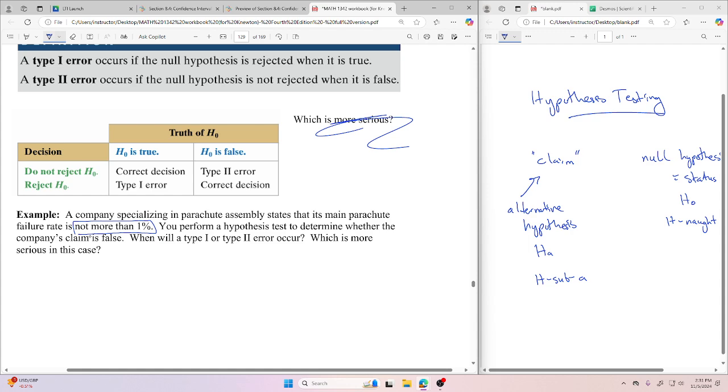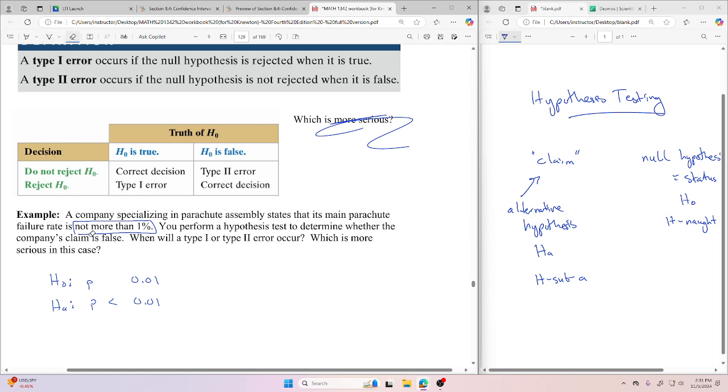And so let's start setting this thing up. I need to make a claim about this because they're saying something and we need to go against them. They're saying not more than 1%, and I'm thinking it's false. So what would I put here? I know it's a P, and I know this is a 1%. So what would you put here for the alternative? A less than? You say it's less than 1%?